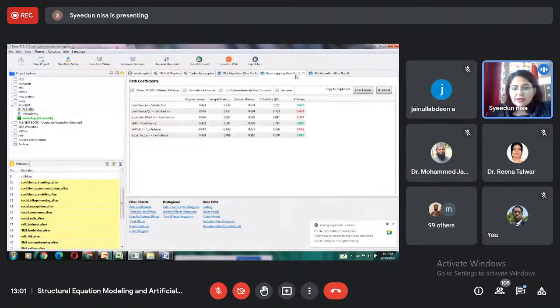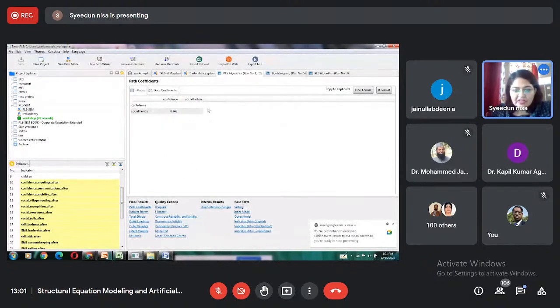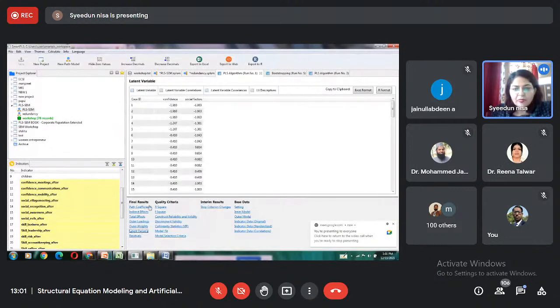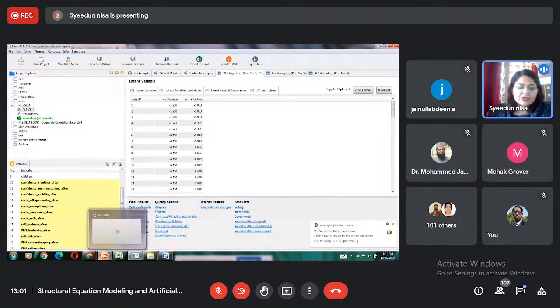After bootstrapping, the latent variables that you will get, you can copy these latent variables and then paste them in your R, which is another software.